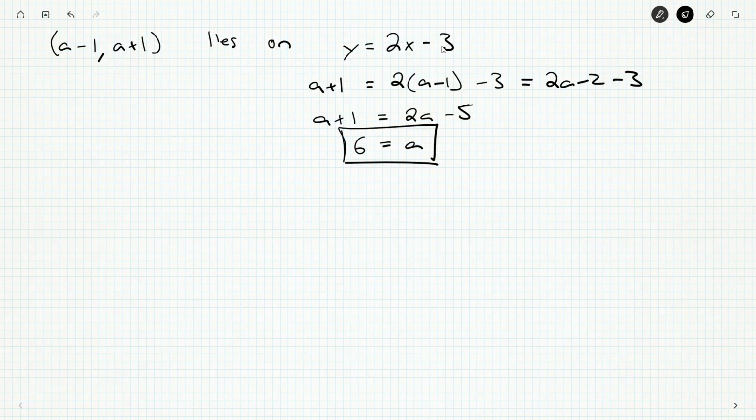And if you wanted to, you could double check. That would be 5 and 7. 2 times 5 is 10. Minus 3 is 7. So, yeah, that all works out. But, of course, if you wanted to, you would just need your final answer here of a is 6.